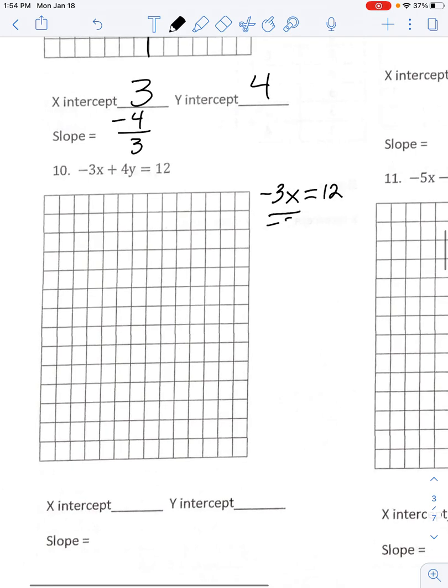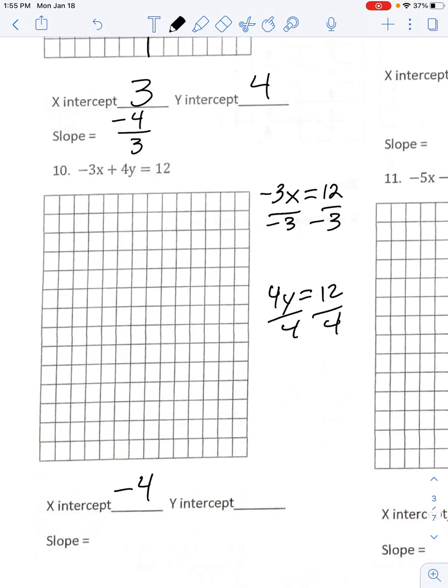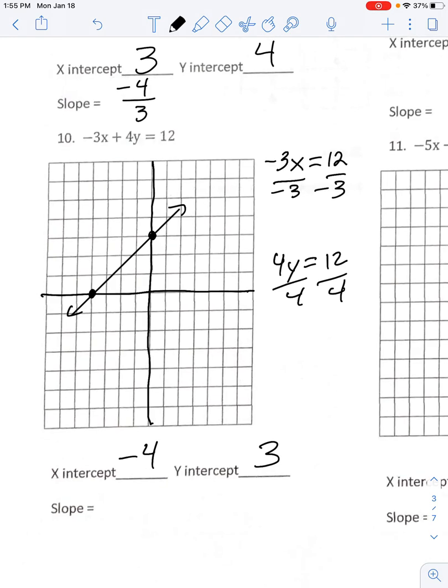Solve for the x-intercept. Take the y out. Our answer is negative 4. To solve for the y-intercept, we take the x out and divide. The answer is 3. So now we draw our axis. Plot negative 4 on the x-axis. Plot 3 on the y-axis. And then draw our line. So for the slope, we need to go up 3 and right 4. So 3/4 is our slope.